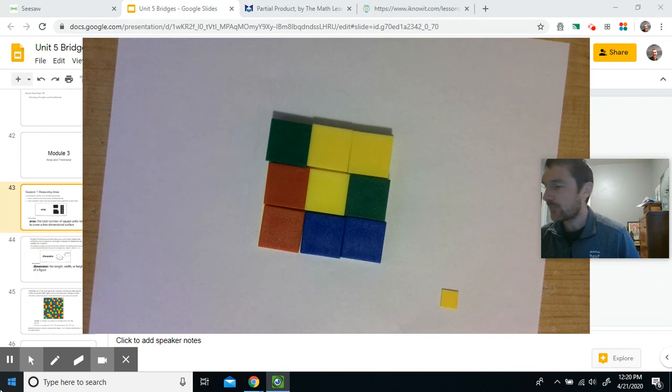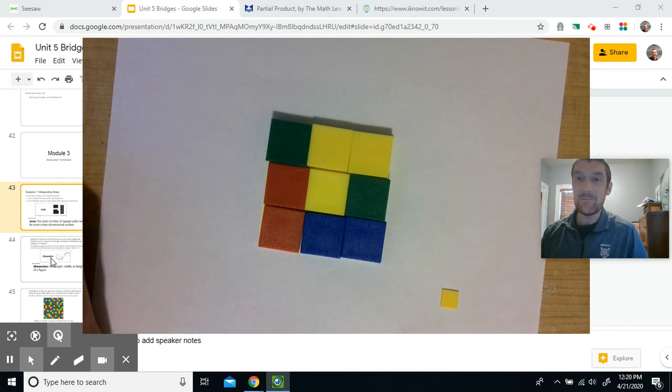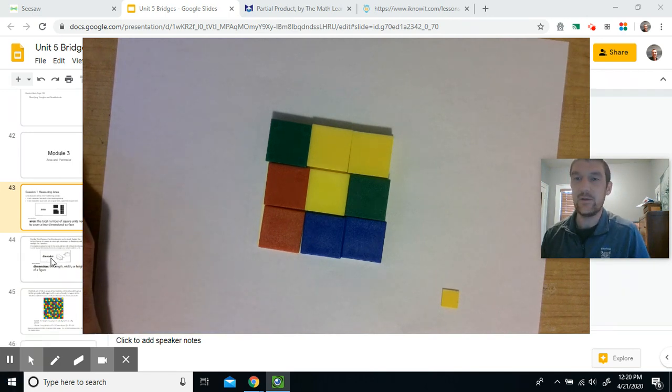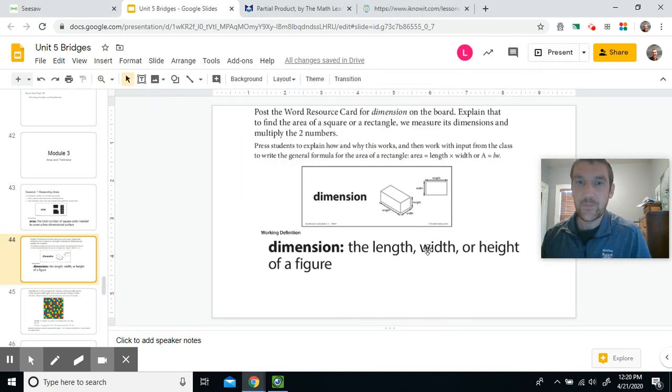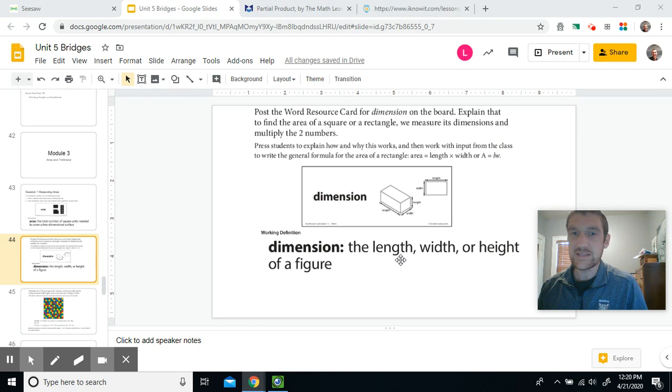Now, you might be saying to yourself, Mr. Klingen, there's an easier way to find area, okay? And that's right. If you know the dimensions of a rectangle, then you can multiply those dimensions to find the area. So the dimension is like the length, the width, or the height of a figure.